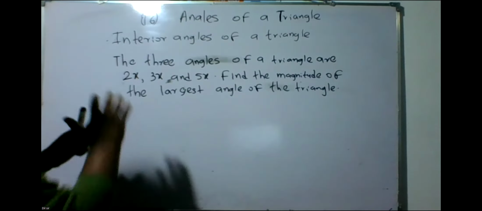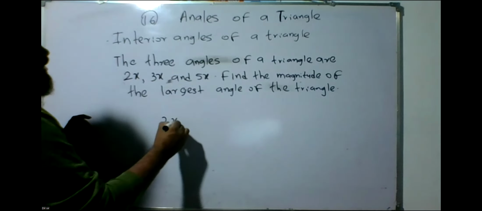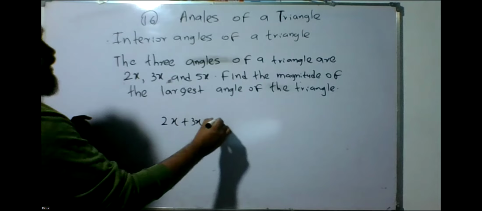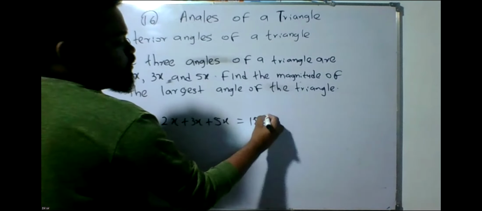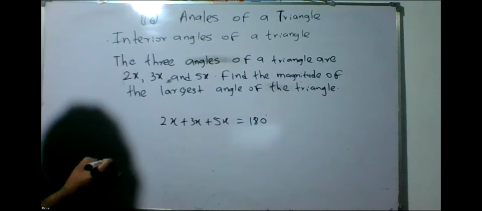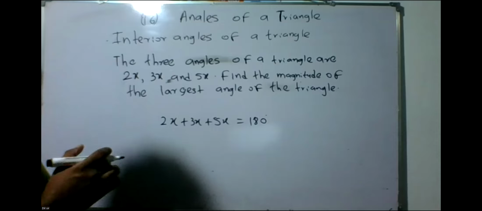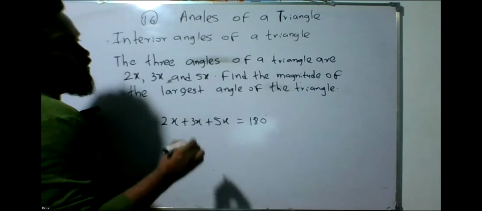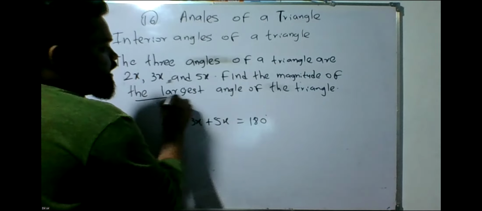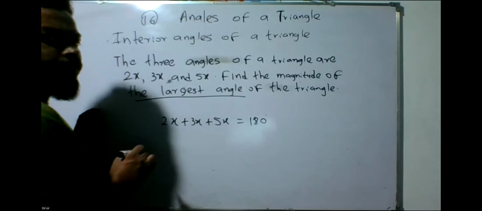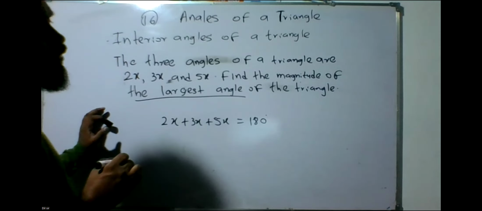Let's go to the question. The three angles of a triangle are 2x, 3x, 5x. And here, sum of them should be 180 because those three angles are three interior angles of a triangle, right? We have to find out the magnitude of the largest angle. But first of all, we will find out the magnitude of x. And after that, we can find the magnitude of the largest one.